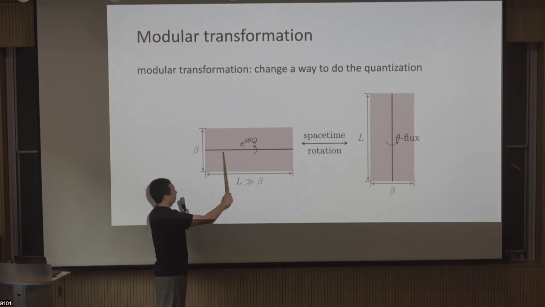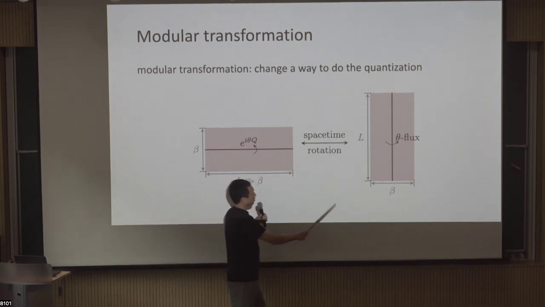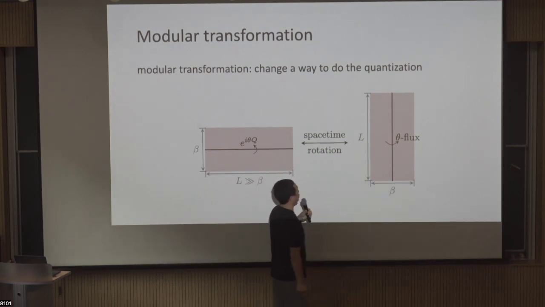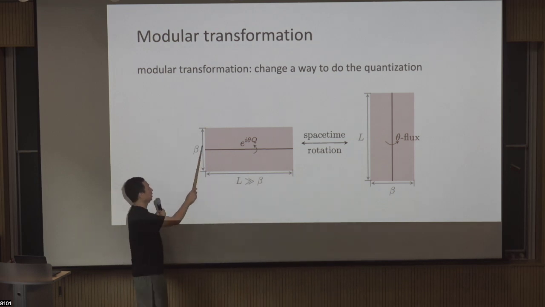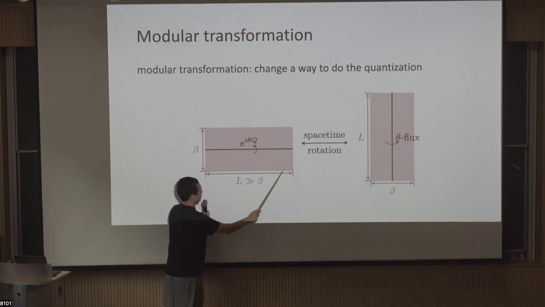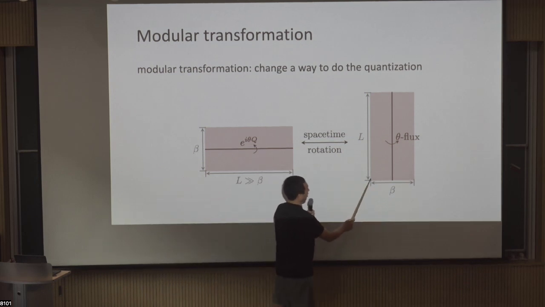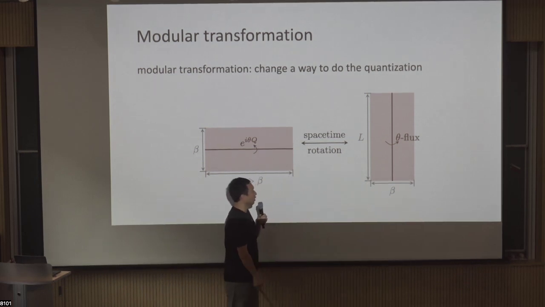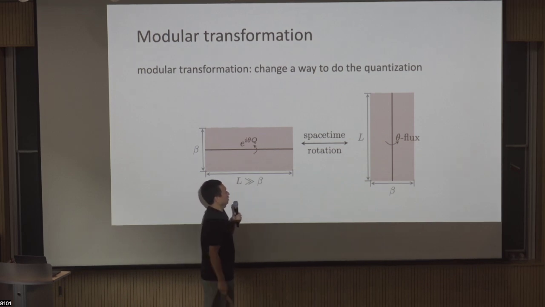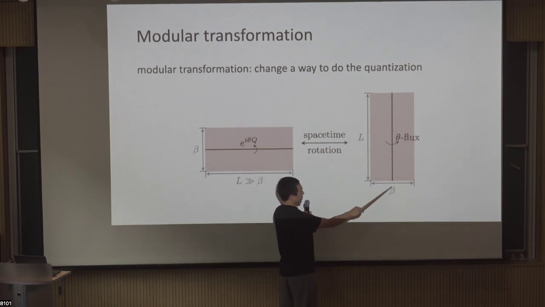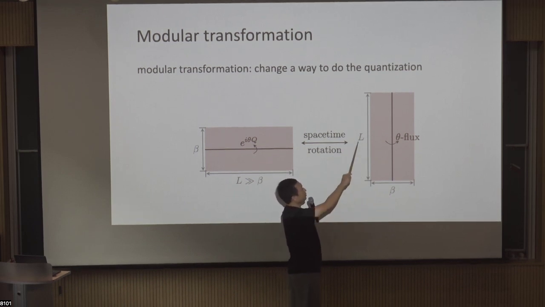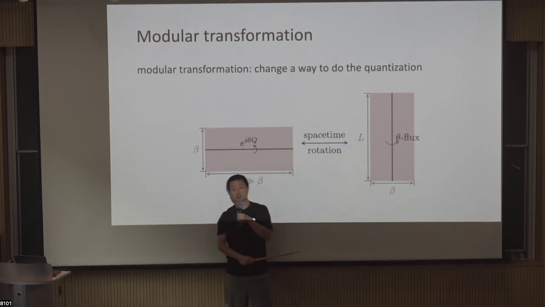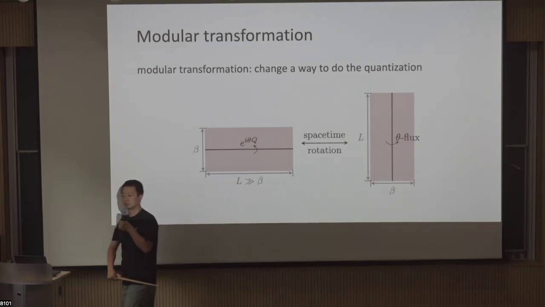We are passing the integral over this picture, which is equivalent to passing the integral over this picture. The modular transformation is just a way to change the quantization. So here I'm quantizing along this Cauchy slice, but here I'm quantizing along this Cauchy slice. The key is that we are now encountering a system with system size beta, which is finite, but the inverse temperature L is very large, so it's a low temperature system.